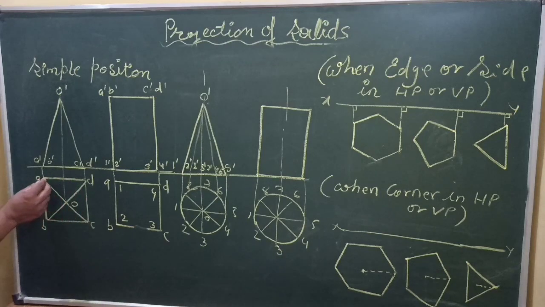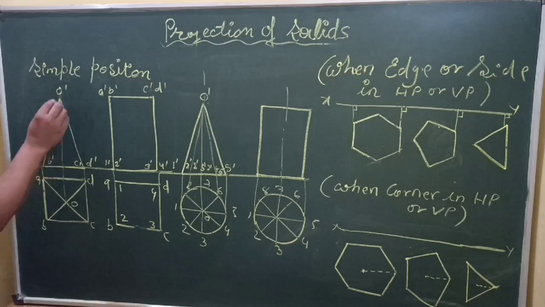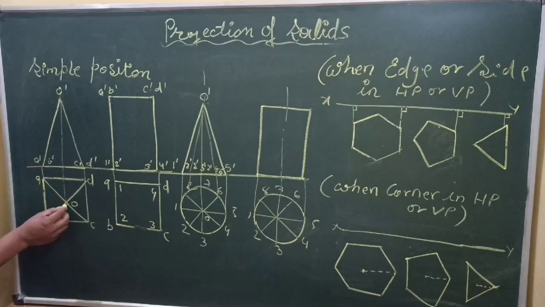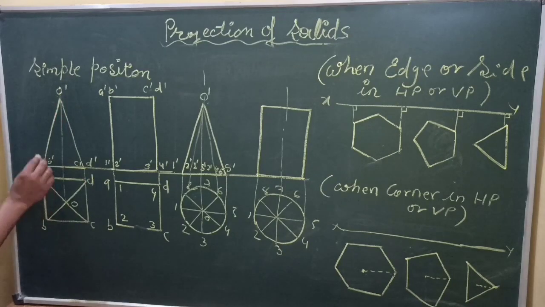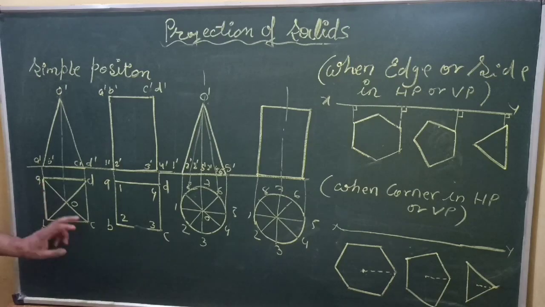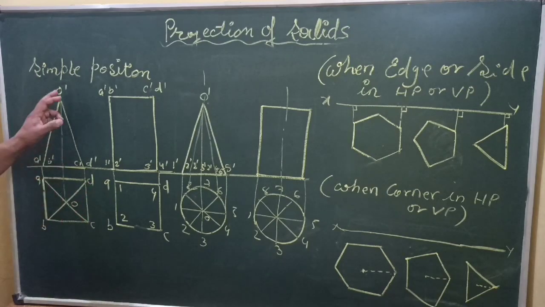In this top view, these are the slant edges, means O dash to A dash, this is OA, which is visible here. Then OB, this is O dash to B. So these OA, OB, OC and OD, these are the slant edges of the pyramid, which are visible from the top in the top view.